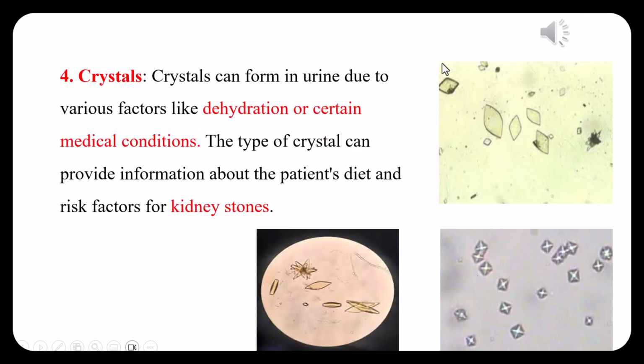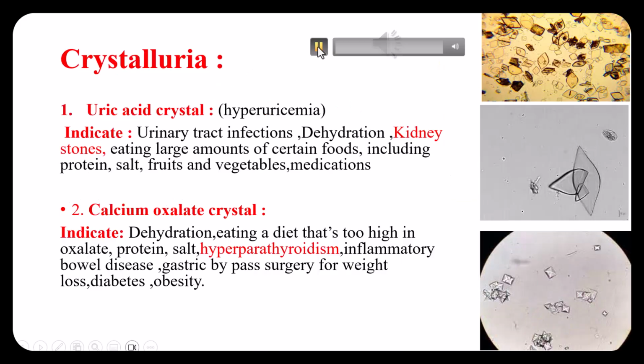Crystals. Crystals can be formed in the urine due to various factors. Maybe the crystal is present due to dehydration or a certain medical condition. The type of the crystal can provide information about the patient's diet and risk factors for kidney stones. So we have different kinds of crystals, and now we are going to explain about them.